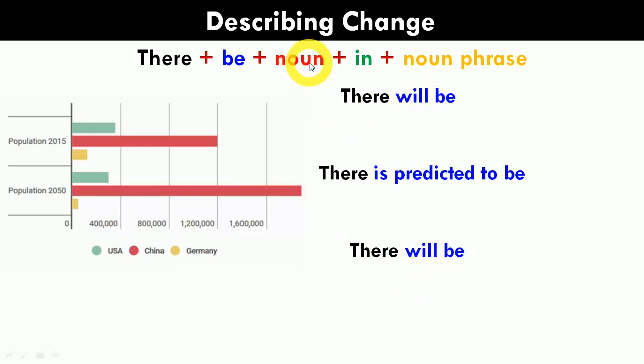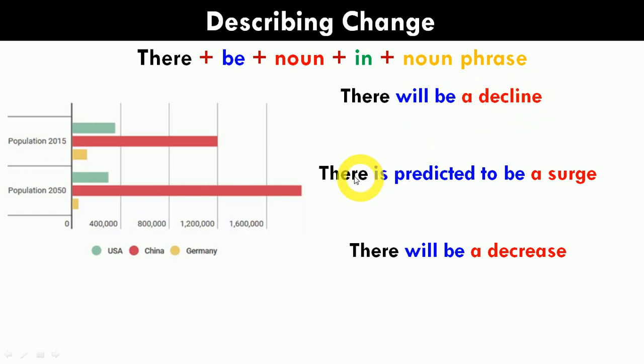Now we have to put a proper noun. So we had a list of common nouns. If you have not watched the video, I recommend you to watch that video first. So let's put a proper noun for all three countries: USA, China and Germany. For USA, what we observe is the data is decreasing, the length of the bar is reducing, so what have we put?